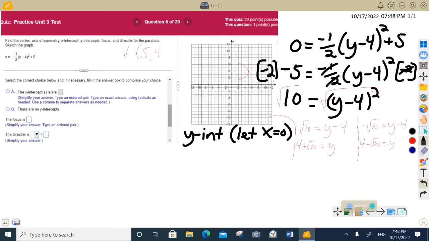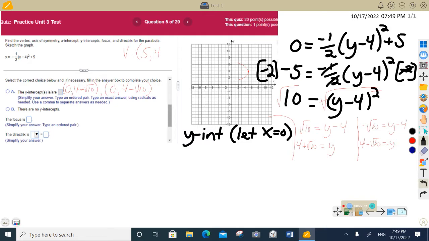So you got to write them as ordered pairs. And it does say type an exact answer using radicals. So this is when we let x be 0. So our first one was 0, comma, 4 plus radical 10. That's the first point. The y-intercept is the ordered pair, and the other is 0, comma, 4 minus radical 10. So you gotta know how to solve a quadratic equation like that. Now the focus and the directrix.